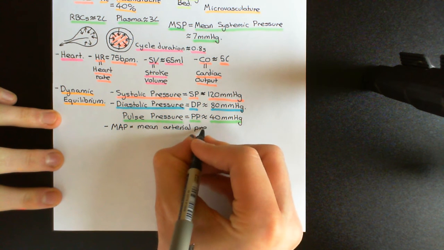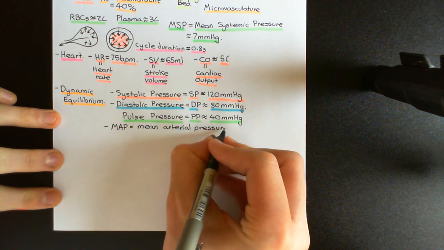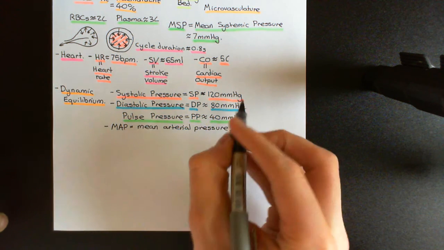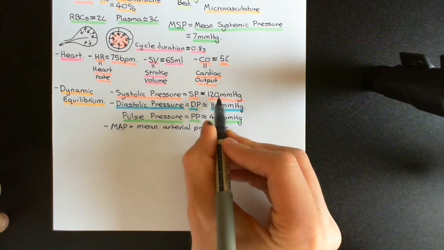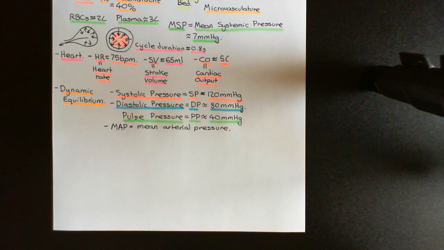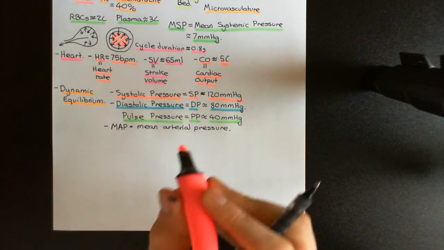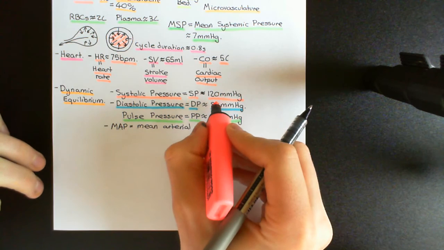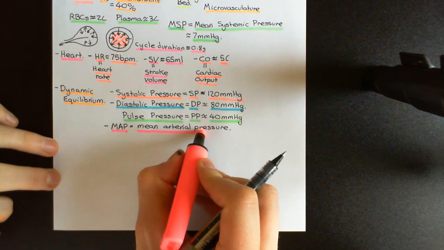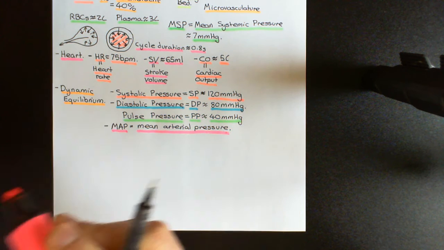Now, you might think, from your knowledge of basic maths, that mean arterial pressure would just be 100, because all you do is take the mean of systolic and diastolic pressure, but that is not what you do. You'd add these two together and divide by 2 to get 100. That's not what you do. The concept of mean arterial pressure is cleverer.